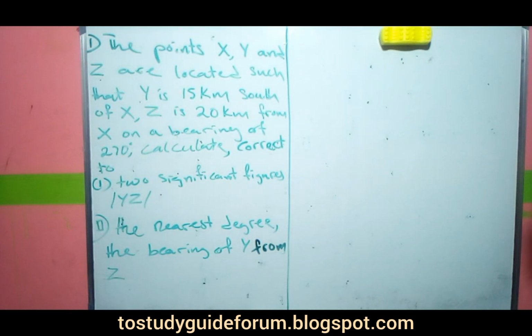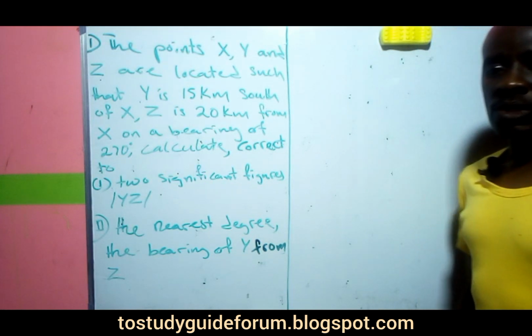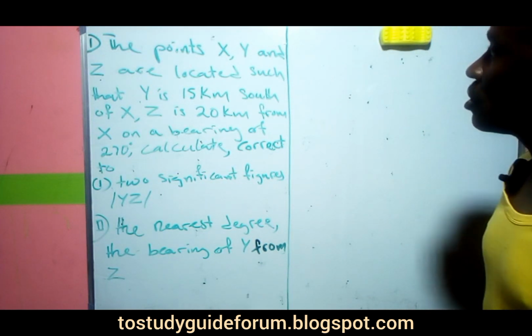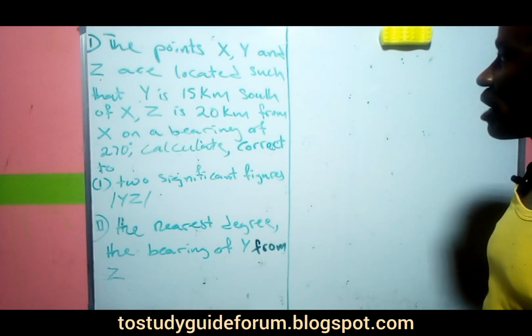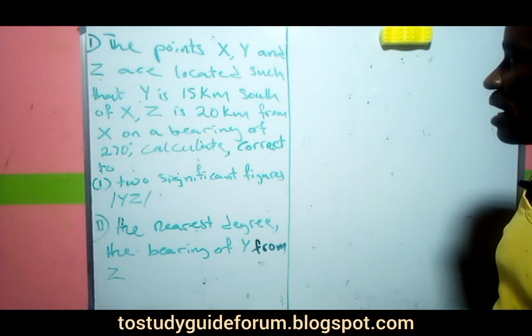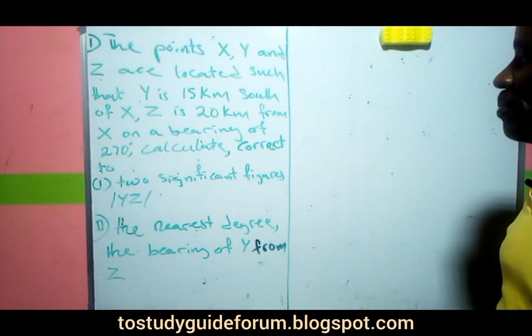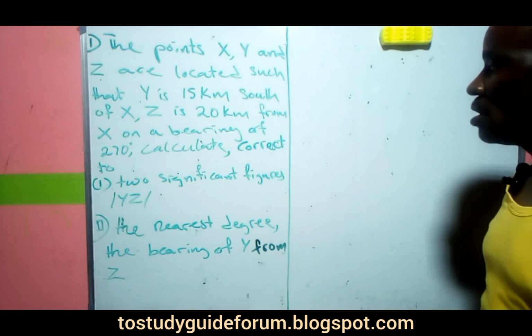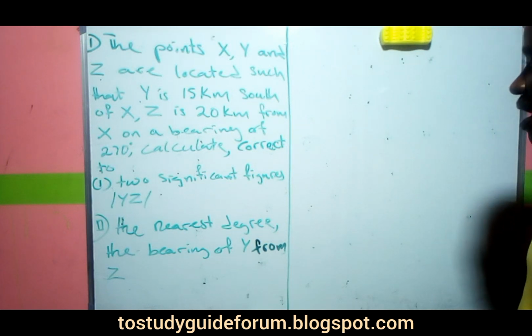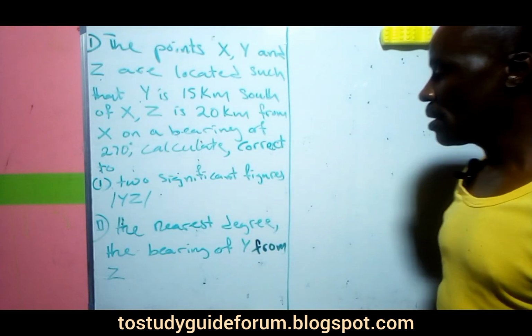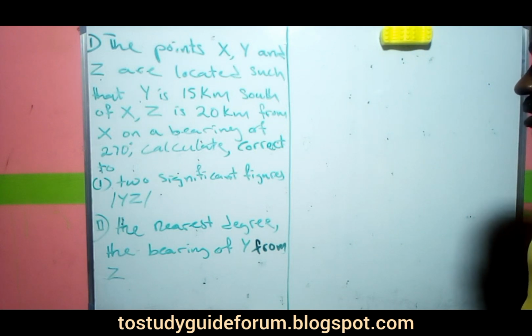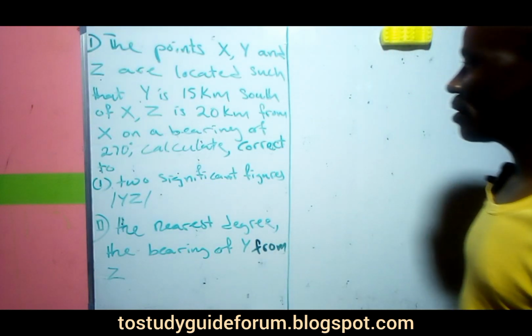Today we are going to be looking at a question that has to do with bearing and distance. Here the question says that the points x, y, and z are located such that y is 15 kilometers south of x, z is 20 kilometers from x on a bearing of 270 degrees. Calculate, correct to two significant figures, the distance between y and z. And, to the nearest degree, the bearing of y from z.